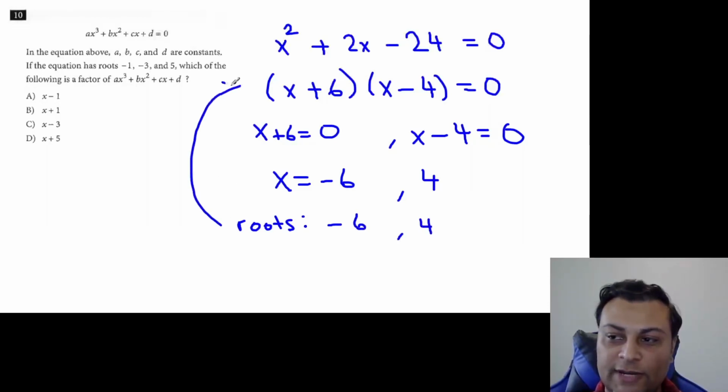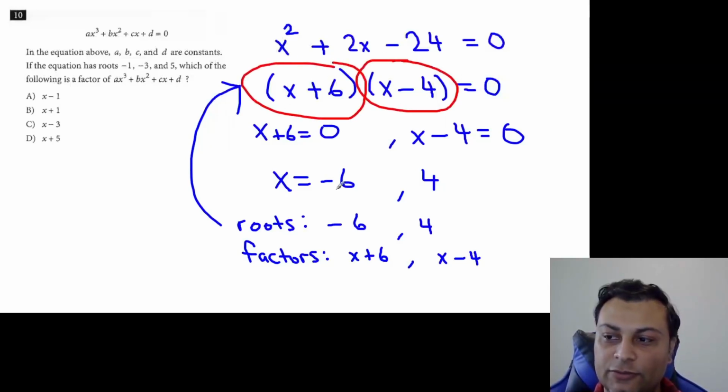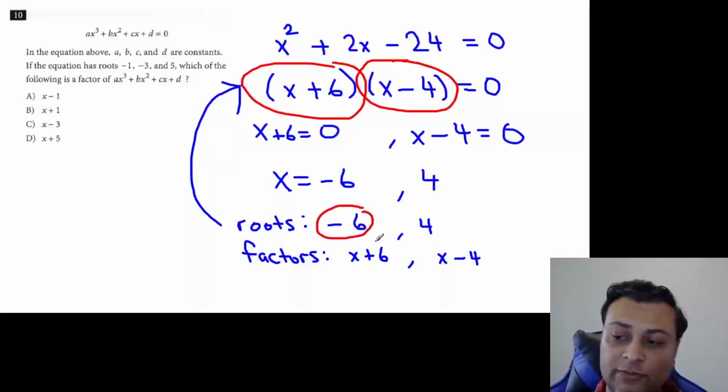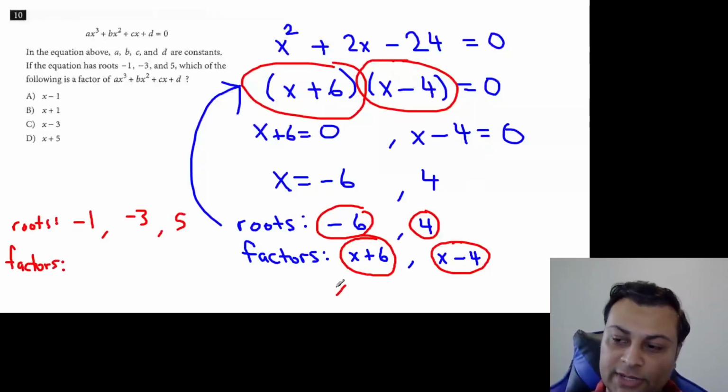But let's look higher. What are the factors? The factors are x plus 6 and x minus 4. So if you knew the factors, you could find the roots. But now we're given the roots and we have to list out the factor. You're given a root, you can list out a factor. So if you have roots, let's use this problem, negative 1, negative 3, and 5, you can write down the factors. It's x minus each of them. For negative 6, this x plus 6 comes from x minus negative 6. That's where it comes from. So it's x minus everything.